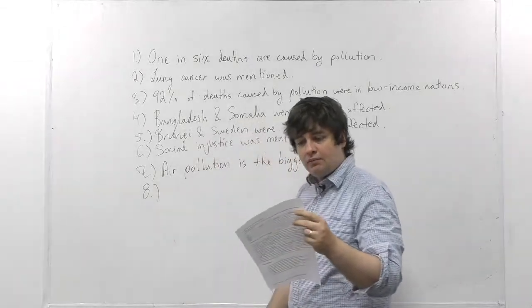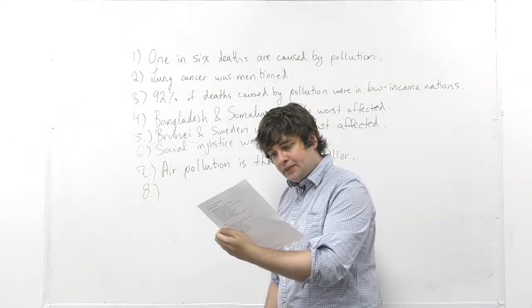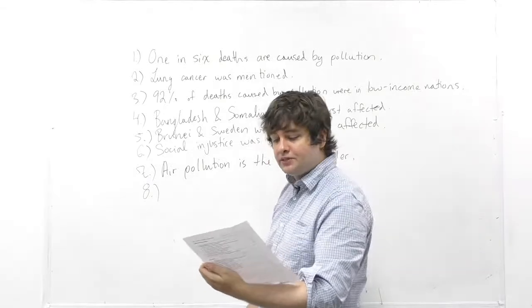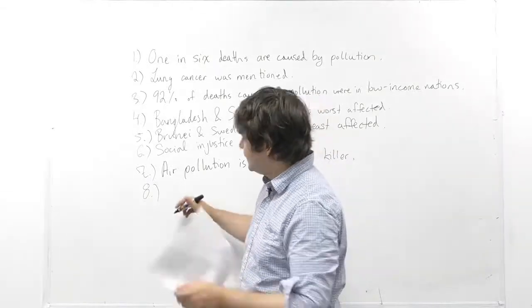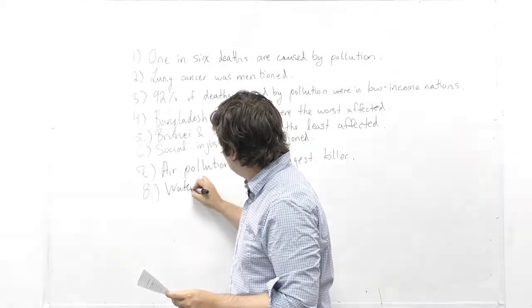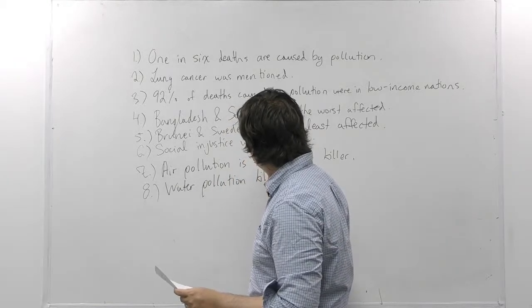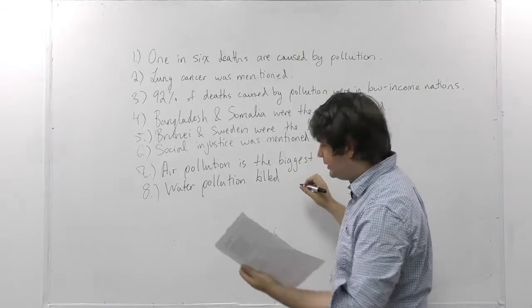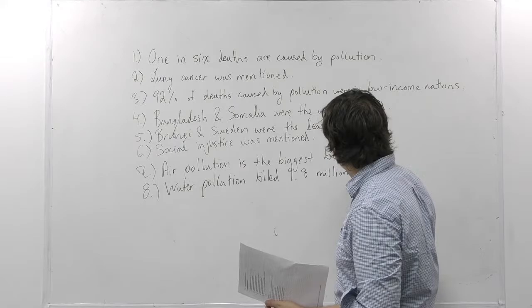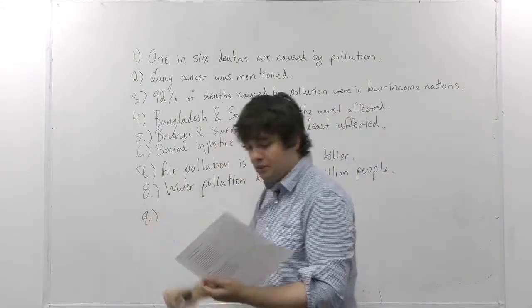Number 8, how many people did water pollution kill? It was a lot of people, not as much as air pollution, but the second biggest killer was water pollution, which caused 1.8 million deaths. So how many people did water pollution kill? Water pollution killed 1.8 million people. That's a lot of people. That's like almost the population of Vancouver, basically.